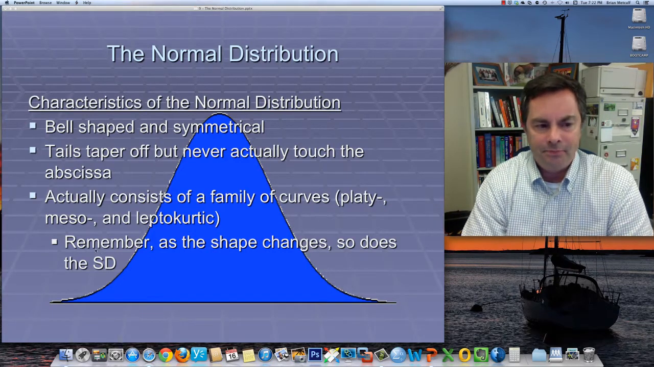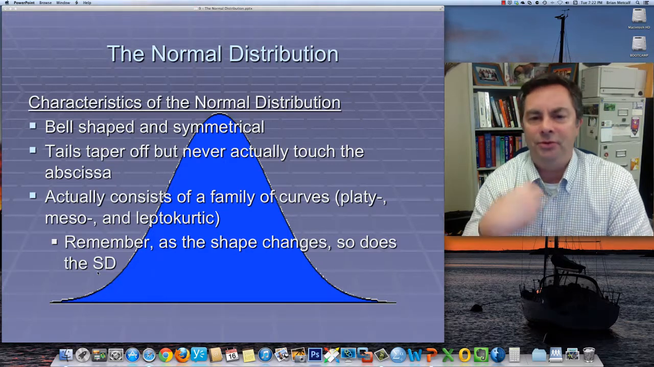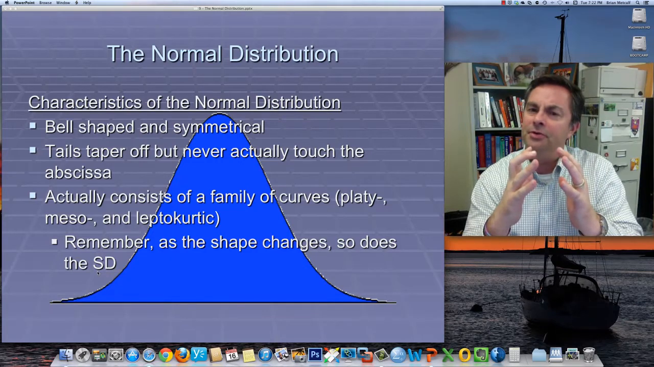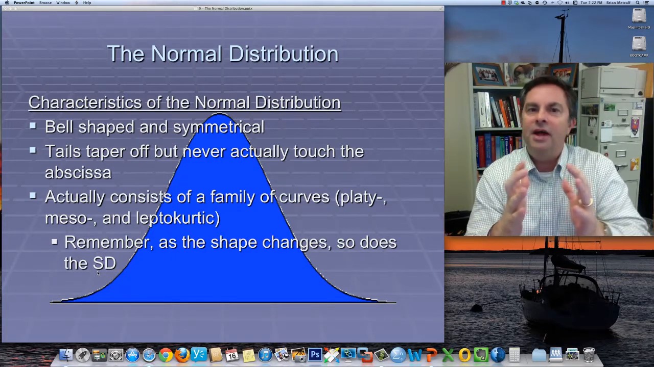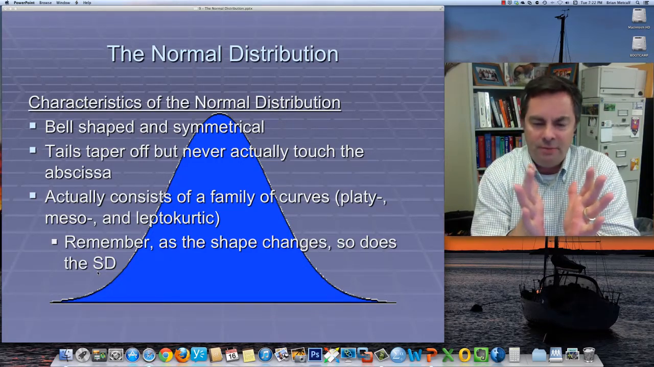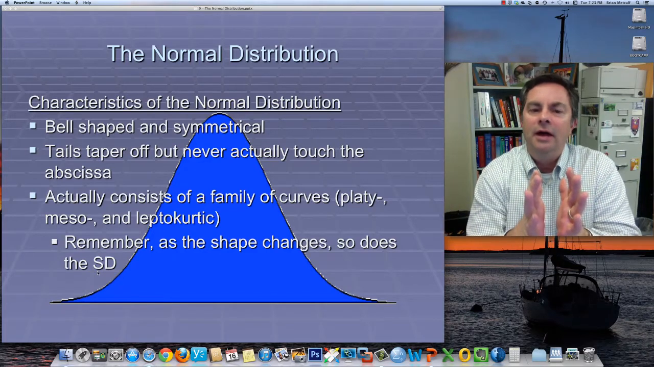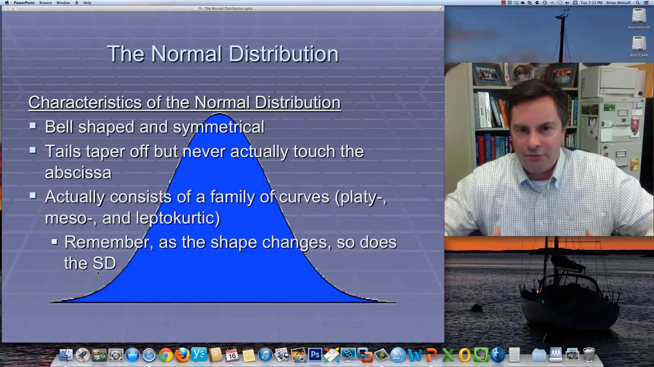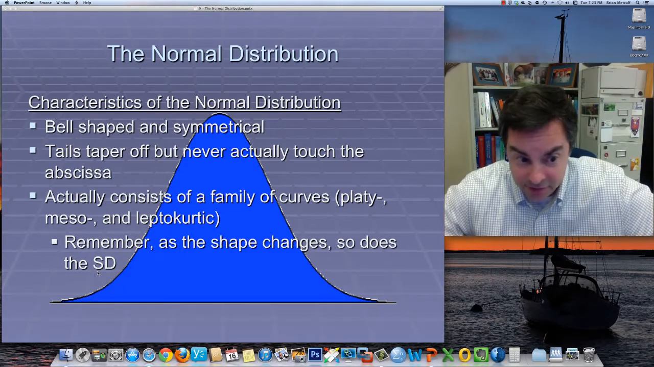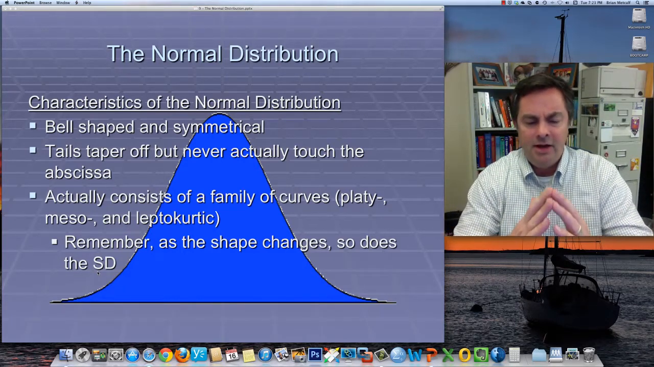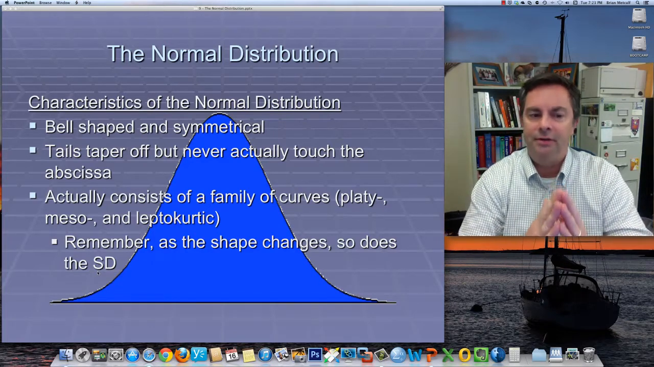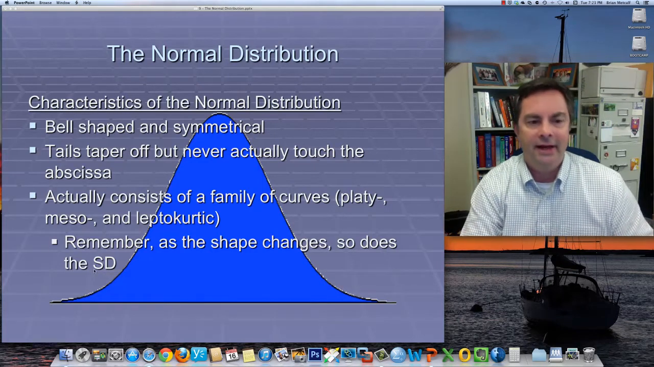Now, remember, as the shape changes, so does the standard deviation. We just got done covering the standard deviation. You saw that as a measure of how scrunchy a distribution is. Okay, if you have a small standard deviation, that means that the scores were very much clustered around their middle. If the standard deviation is bigger, the bigger it gets, the shorter and fatter this distribution is going to be. So standard deviation is completely tied up with the shape of a normal distribution, right? Don't forget that.